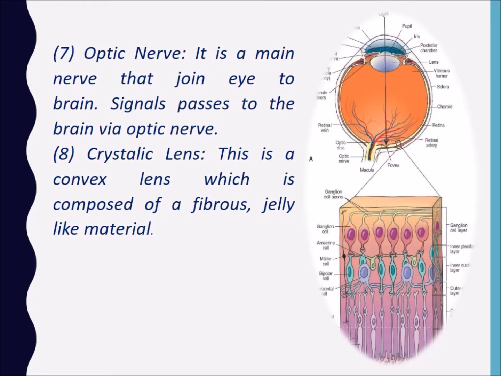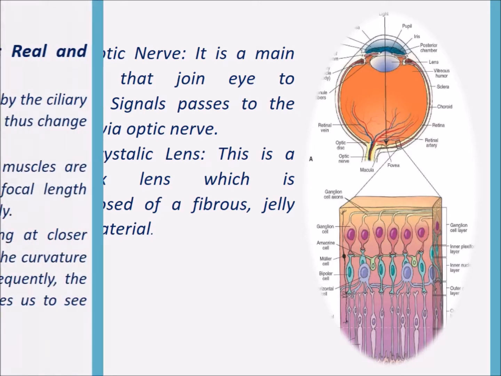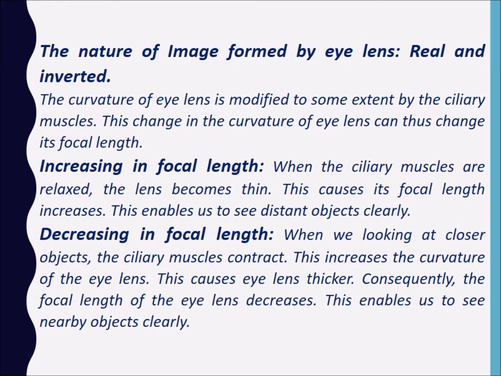7. Optic nerve. It is the main nerve that joins the eye to the brain. Signals pass to the brain via the optic nerve. 8. Crystalline lens. This is a convex lens which is composed of a fibrous, jelly-like material. The nature of the image formed by the eye lens is real and inverted.